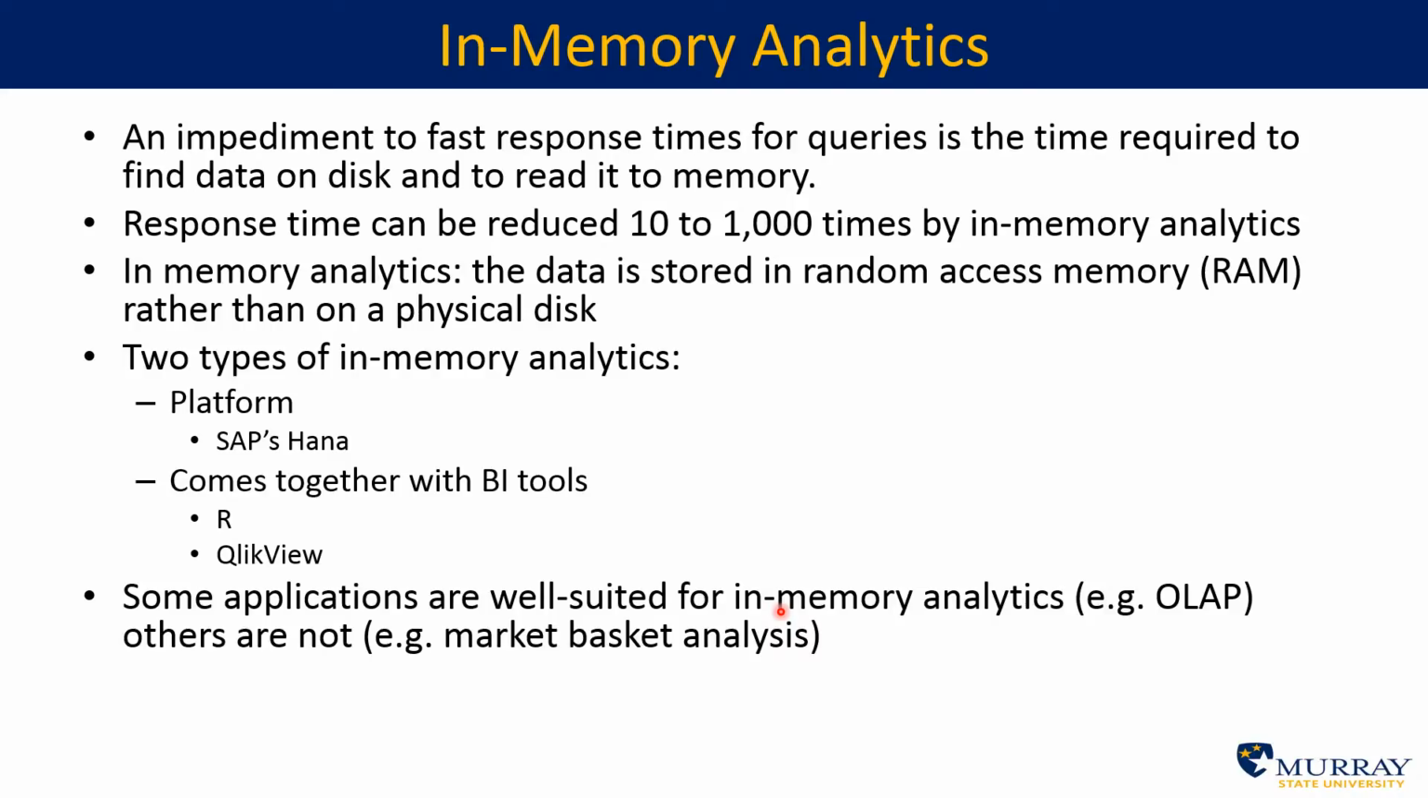Now, another technology that is used as a part of big data infrastructure is in-memory analytics, and we already mentioned that. One of the barriers to fast response times for queries is the time required to find data on a disk and to read it into random access memory. Response time, the time it takes to read and load data, can be reduced 10 to 1,000 times by using something called in-memory analytics. Under this approach, the data is stored in random access memory, or RAM, rather than on a physical disk. And it is much faster to store data in random access memory.